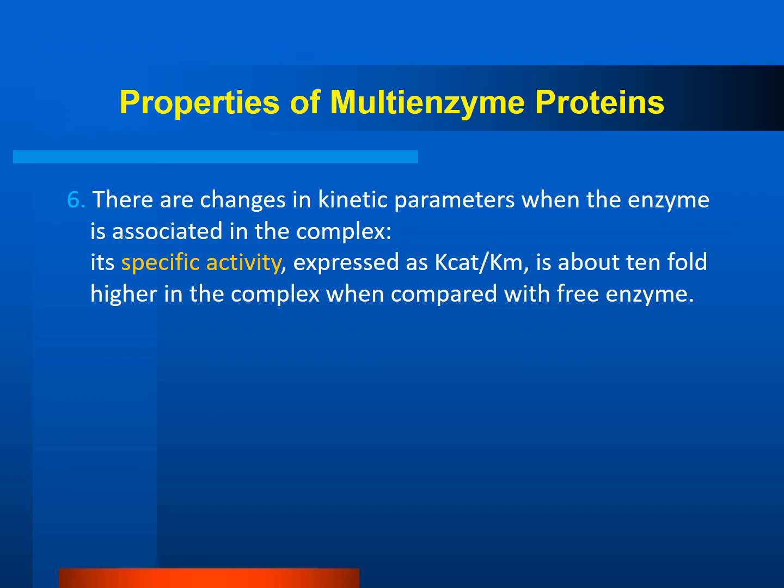And the next property: there are changes in the kinetic parameters also. Obviously, when the system has evolved, the multi-enzyme complex will have some change in its kinetic parameters. For instance, the specific activity, which is expressed as kcat by Km, is about 10-fold higher in the complex when compared with free enzymes. So now they have become more robust and more specific. So this was all about the properties of multi-enzyme systems.